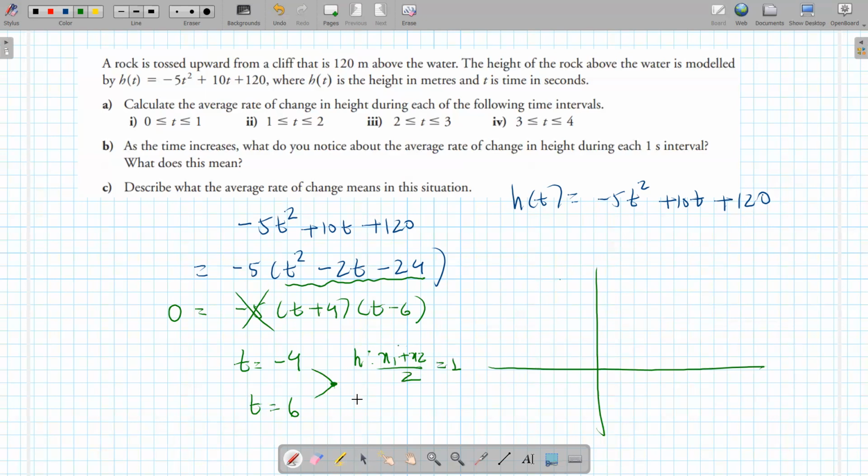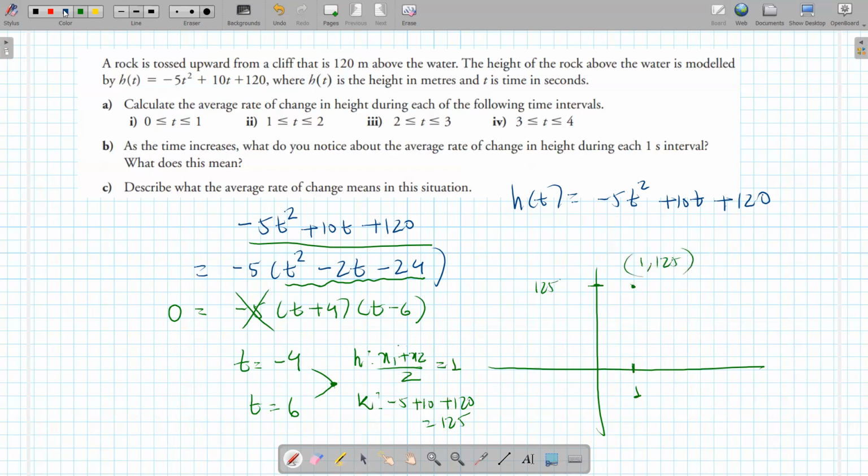That's called h. And then you want to find k, which is the y value of the vertex, by plugging 1 back into the equation. So I'm going to plug 1 in here. I get -5 plus 10 plus 120. 130 minus 5, it's 125. So our vertex is at 1 and 125 right there.